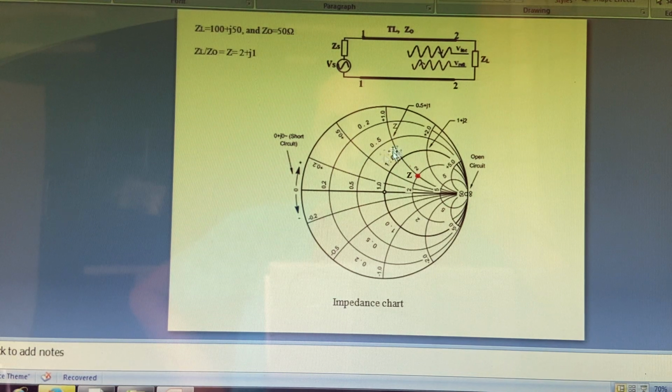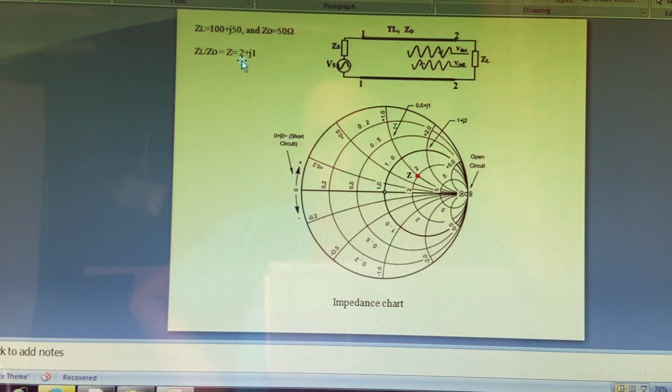This we can mark over the Smith chart. So that is a point. To mark this normalized impedance over the Smith chart, we should take the R is equal to 2 circle and the X is equal to 1 circle. We can find the R is equal to 2 circle by looking at the values above this horizontal line. Numbers are there, 0.2, 0.5, 1 like this. Here a 2 is written, so that is the R is equal to 2 circle.